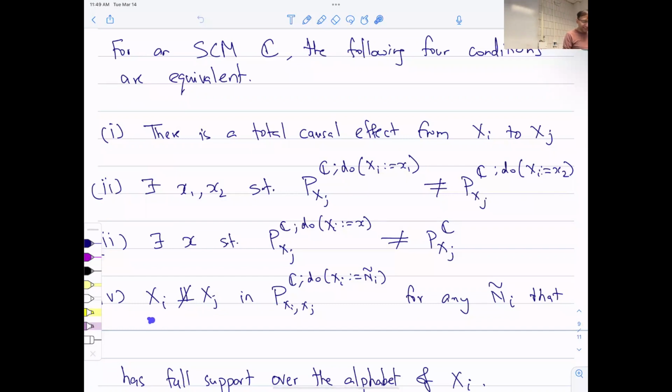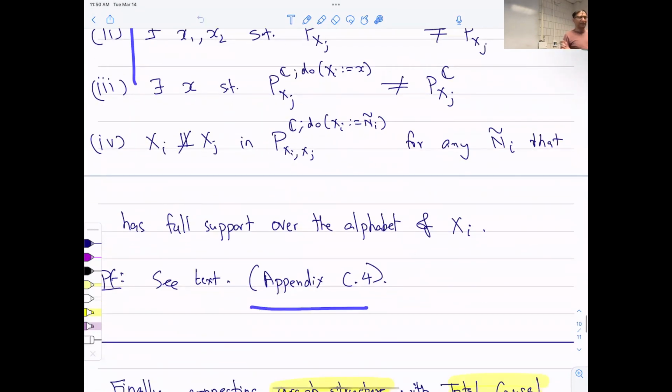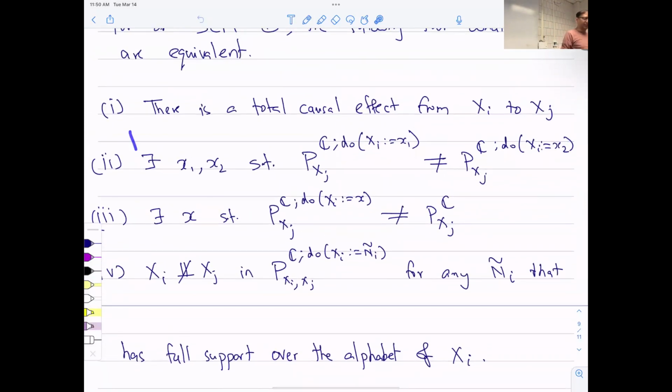Fourth, xi is not independent of xj in this graph. When I do a randomized trial, after the randomized trial, we see no independence between those 2 variables. That was the original definition I stated for TCE. The proof is in an appendix of the book. You can read it. I'm not going to show the proofs, but these 4 statements are if and only if. All 4 statements are equivalent.